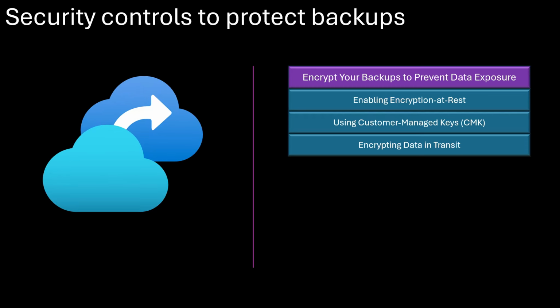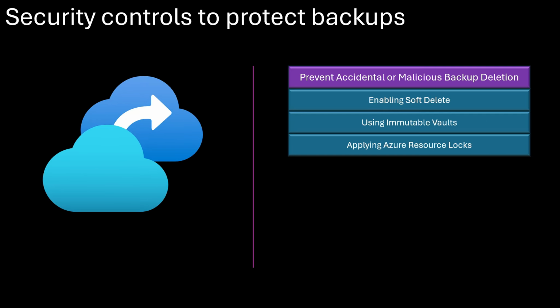Even if someone gets unauthorized access to your backups, encryption will ensure they can't read the data. You can secure your backups by enabling encryption at rest. Azure Backup automatically encrypts your backups with AES 256 encryption. You can secure backups by using customer managed keys. Instead of relying on Microsoft default encryption, you can store your own encryption keys in Azure Key Vault for greater control. And you can secure your backups by encrypting data in transit. Ensure backups are transferred over secure TLS 1.2 connections to prevent interception.